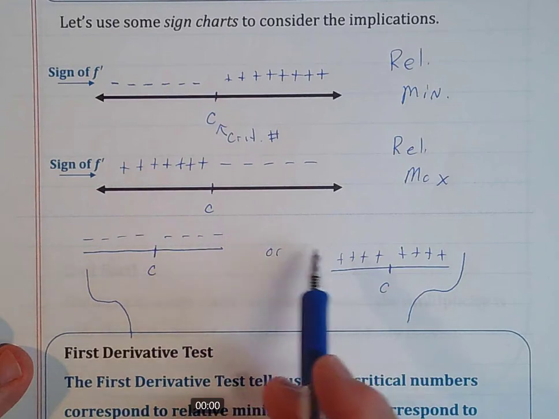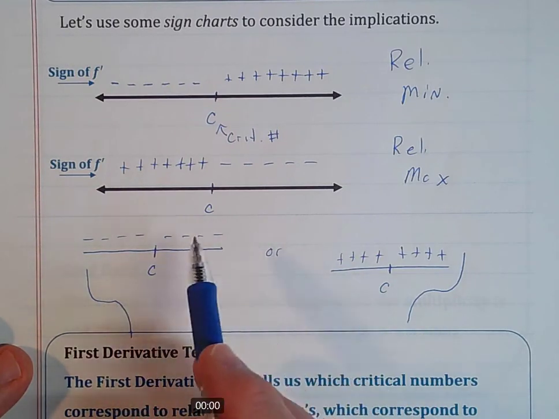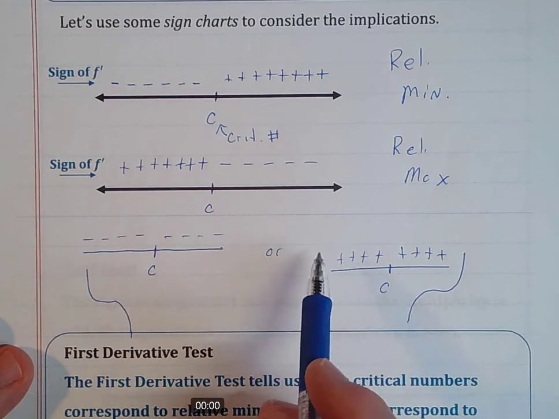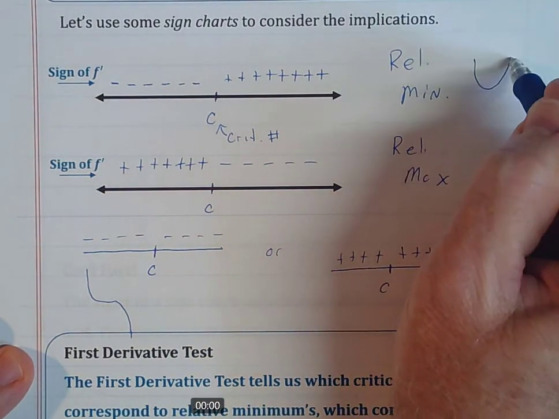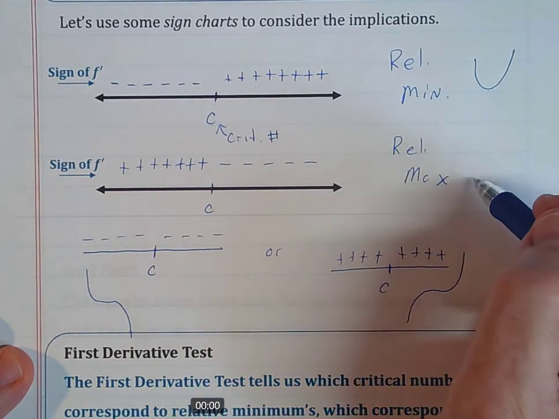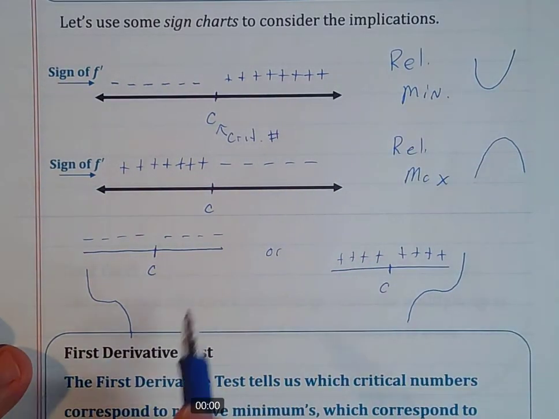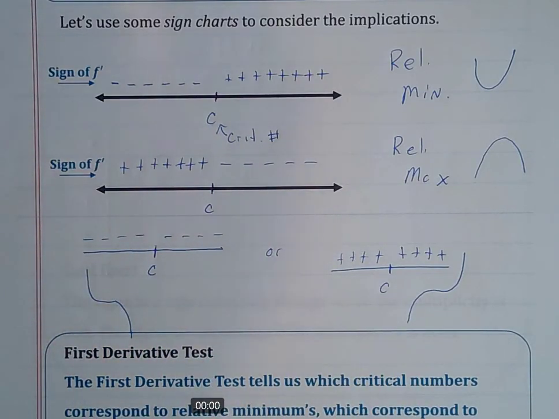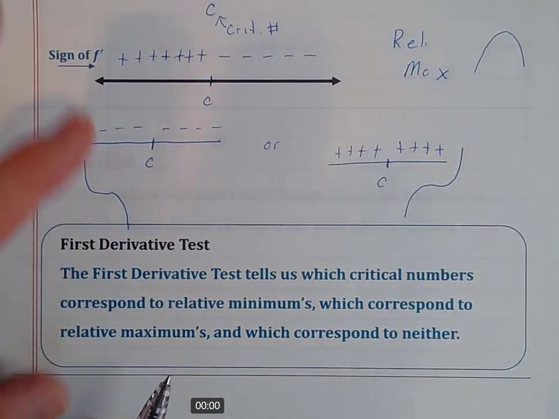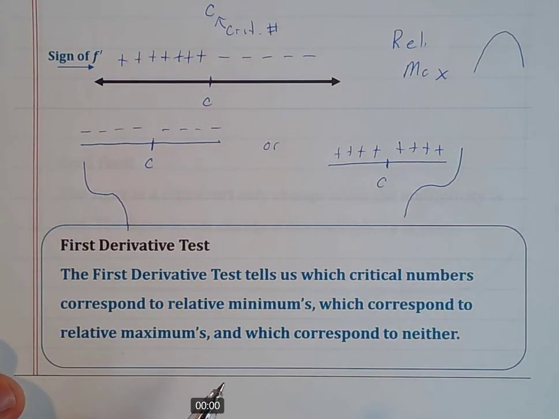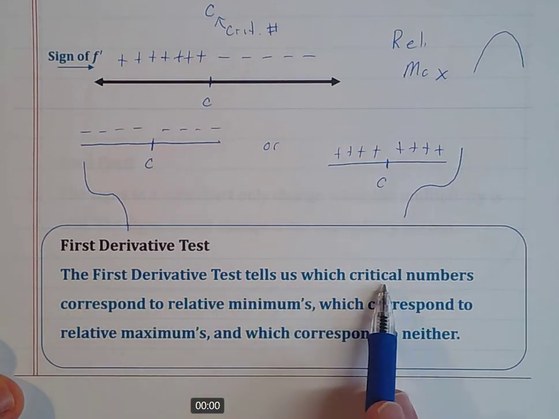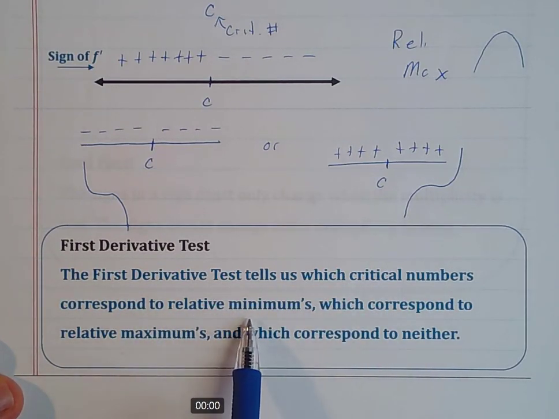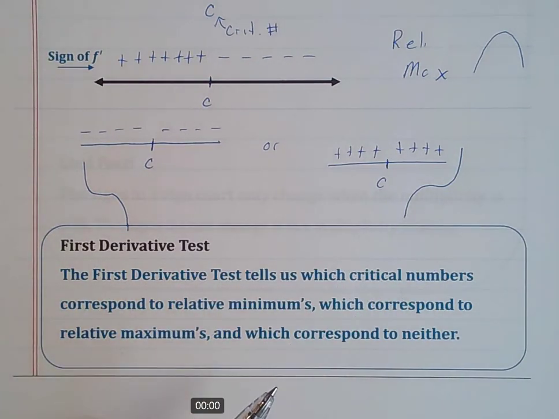So, we've got these kind of possibilities here, and you can see that we don't get relative maxes or mins occurring for these. For these up here, if it's decreasing and then it starts increasing, then great, I've got a relative min. Or the other way around, I've got a relative max. But sometimes, and just by looking at these sign charts, I can see that I don't really get either one. And so what we've got here is the first derivative test. And the first derivative test tells us which critical numbers correspond to relative minimums, which correspond to relative maximums, and which correspond to neither one. And we do that just by looking at these sign charts up here.